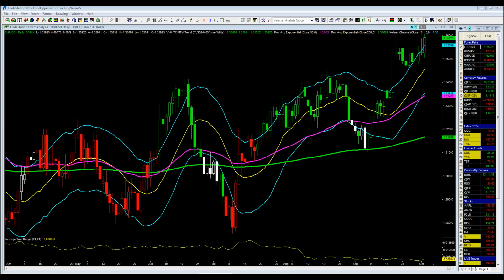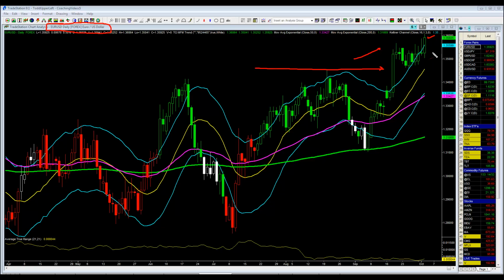The first one we're looking at is the Euro US dollar, so EURUSD, and what I'm seeing and what I'm looking to do. All right, first of all, the market's trading up here, right? So the market's made new highs. Obviously, the trend is up, as you can see, the bars are all green here.